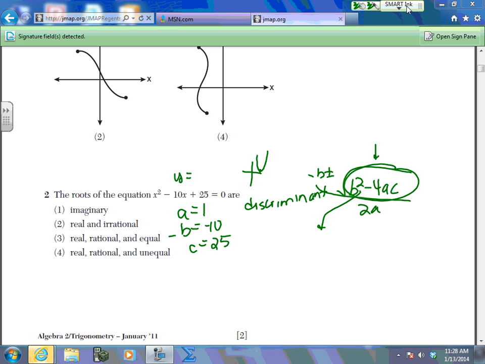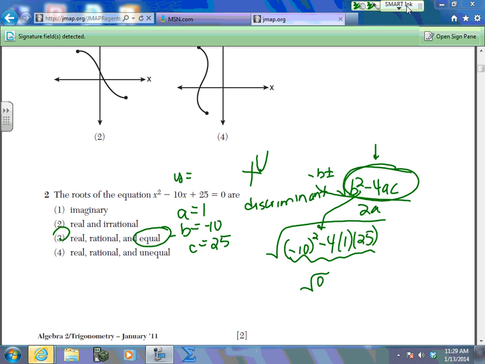So you're going to end up with negative 10. Remember to put parentheses if you square a negative, or just don't put the negative sign there, times 1 times 25. Now, I like to put the radical there. Just put this piece in your calculator, and you do come out with a 0. When you take the square root of 0, it is 0. That's what gives you the equal part of this. If this was negative, you'd have imaginary. If this was radical 9, you'd have rational roots. If it was radical 10, you would have irrational roots.